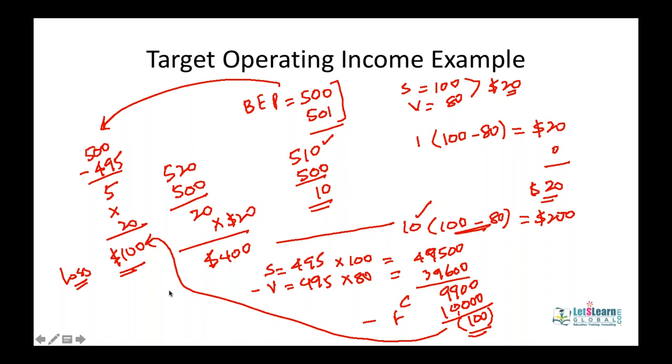$100. Any quantity below the break-even point is a loss. Any quantity sold above the break-even point is profit, subject to the contribution. The number of additional units you sold times the unit contribution is going to be the profit.